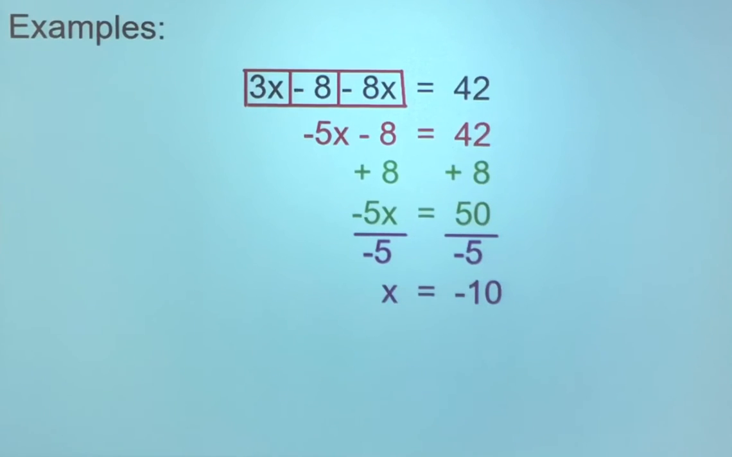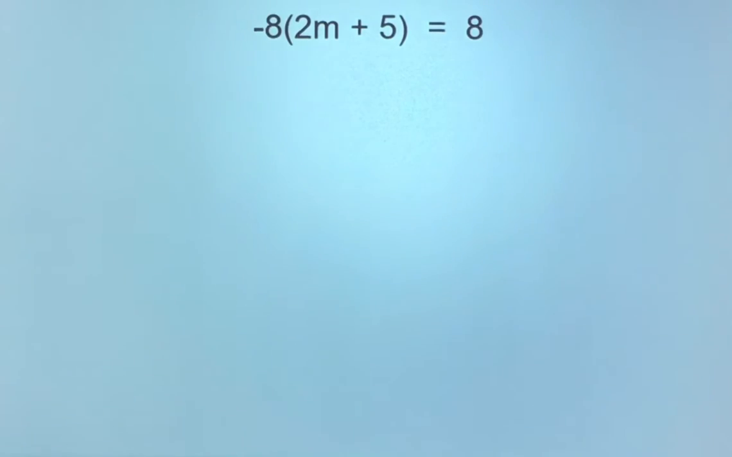All right, let's take a look at another example here. Go ahead and let's do step number one together and write it down. So we have negative 8 times the sum of 2m and 5 is equal to 8. So we did step number one. Step number two, are there any parentheses to be opened up? Well, yes, there are. So we're going to have to use distributive property and multiply both add-ins inside by negative 8. That's going to result in negative 16m minus 40 is equal to 8.